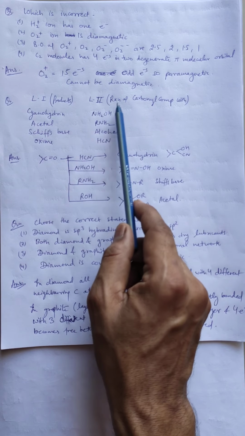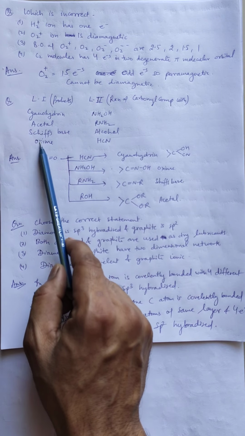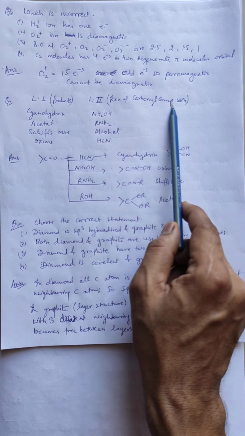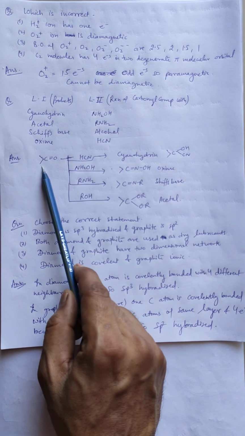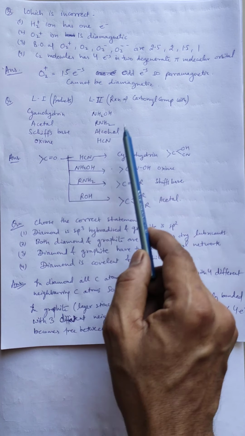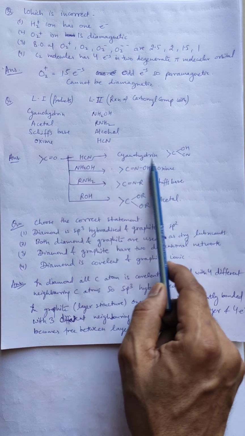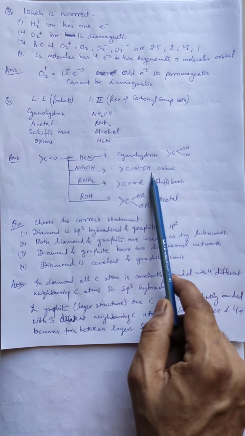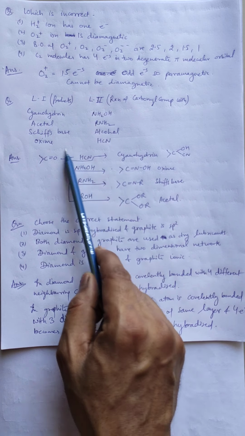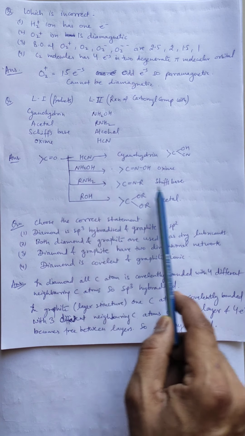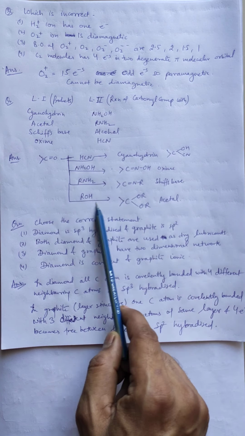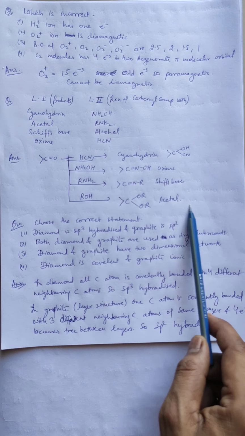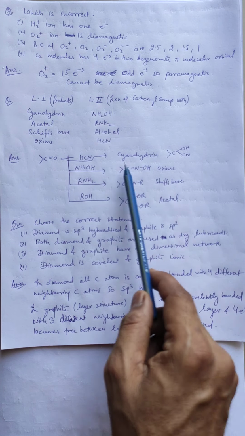Now the next is list 1, list 2. List 1 is the products. List 2 is reaction with carbonyl compounds. Carbonyl compounds react with HCN to give cyanohydrin, react with NH2OH, hydroxylamine, to give oximes with H2O eliminated, RNH2 gives Schiff's base, and with alcohols carbonyl compounds give acetals. So this is the correct match.